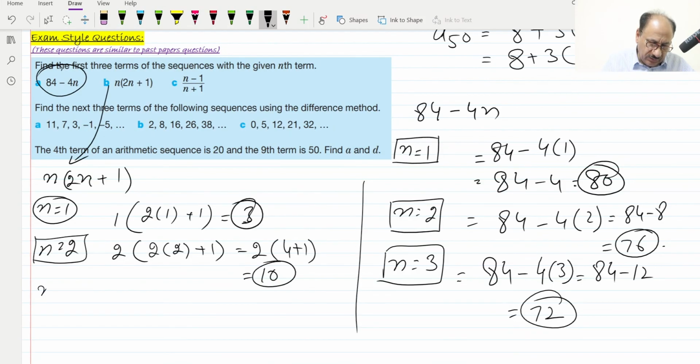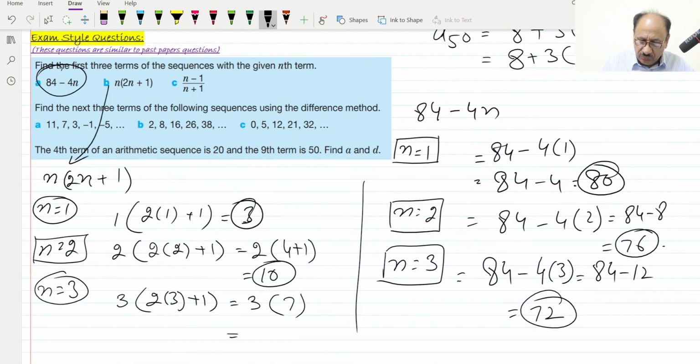Similarly, we can write n is equal to 3 for the third term, which will be 3 into 2 into 3 plus 1, which will be 3 into 6 plus 1, which is 7. So this will be 21. This will be the third term. So we are done with these two parts basically.